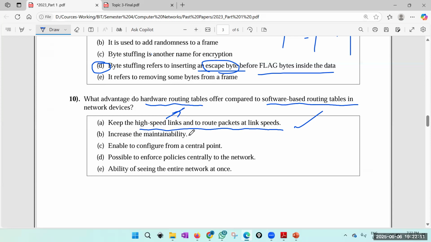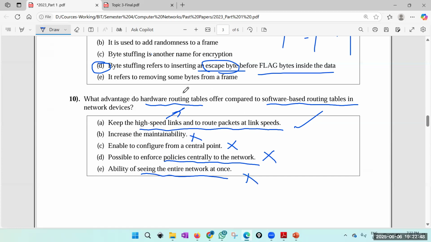Increase maintainability. So usually software is maintainable because you are able to configure from a central point. So configuration and those things are easier when we use software. That is why we go for software control networks. Possible to enforce policies centrally to the network. Now, all these control policies and flexibilities come from software. Ability to see the entire network at once. So those kinds of things, right? High control and those things are with software.